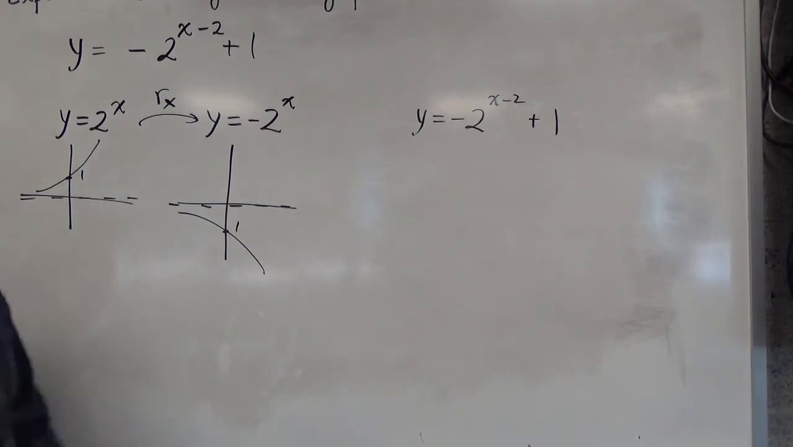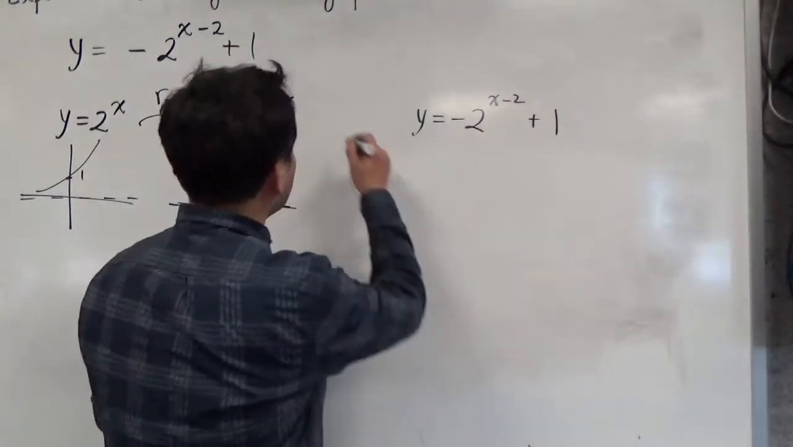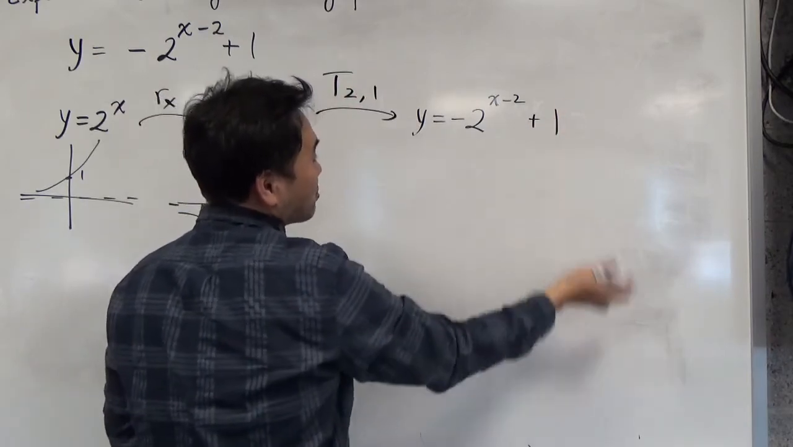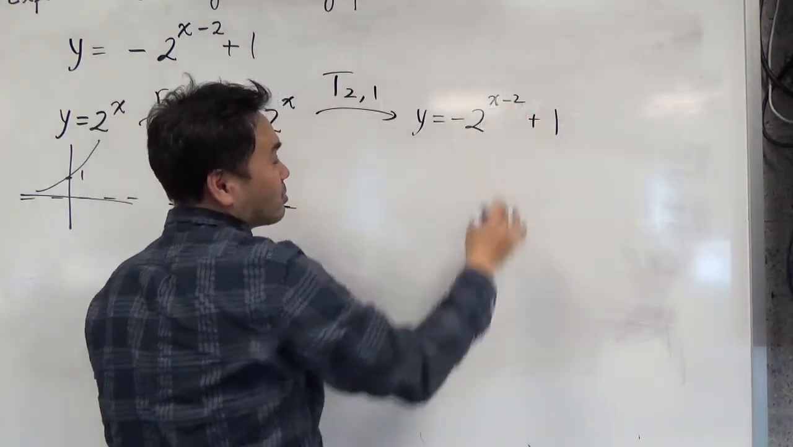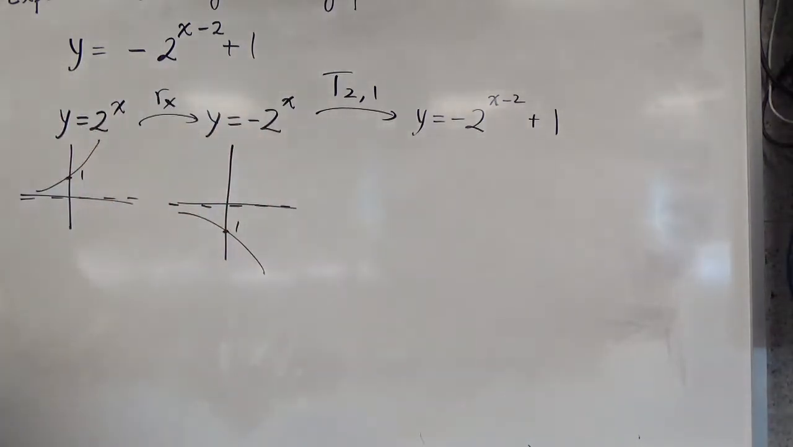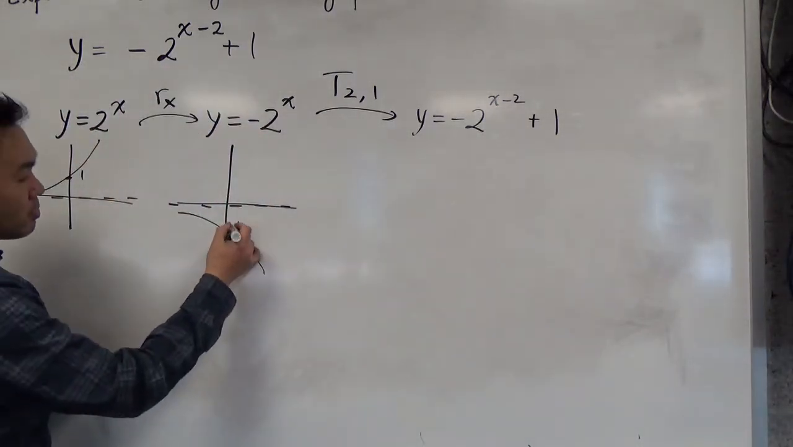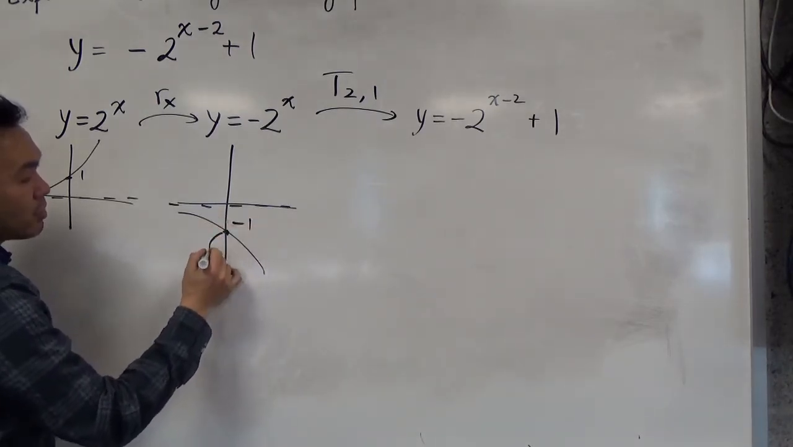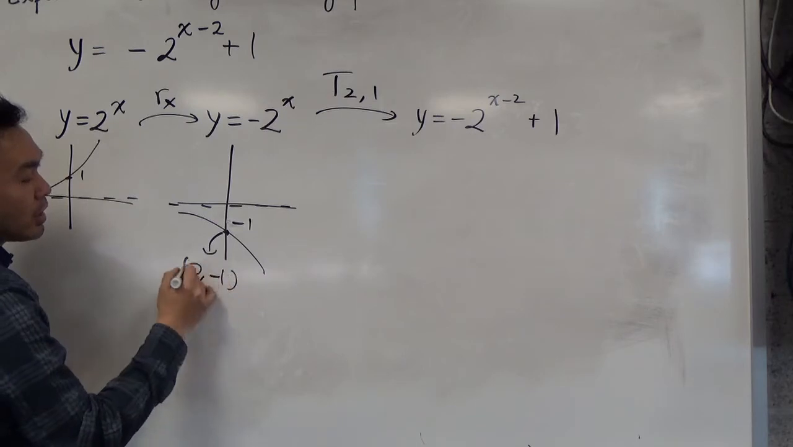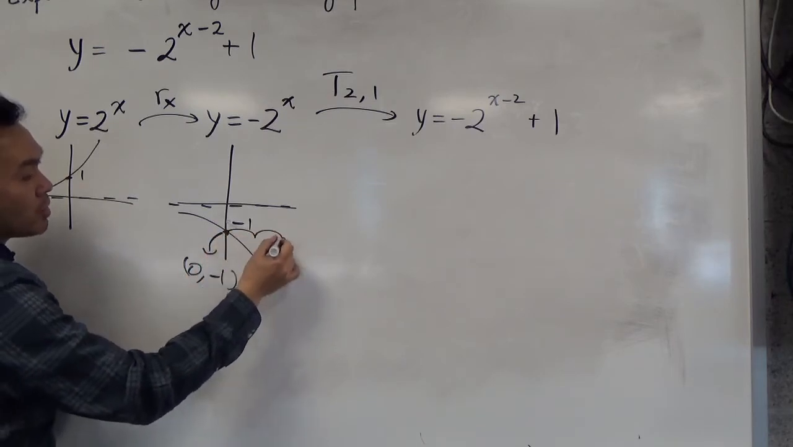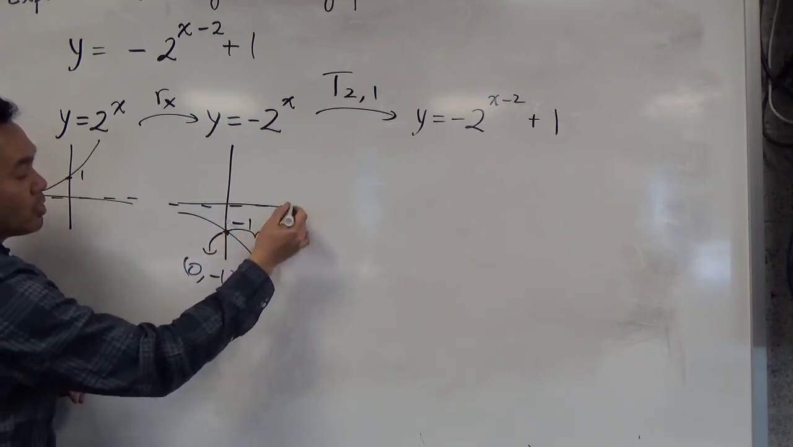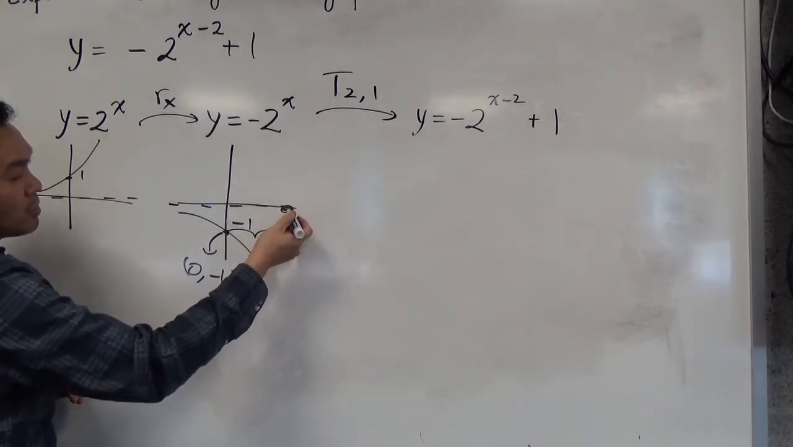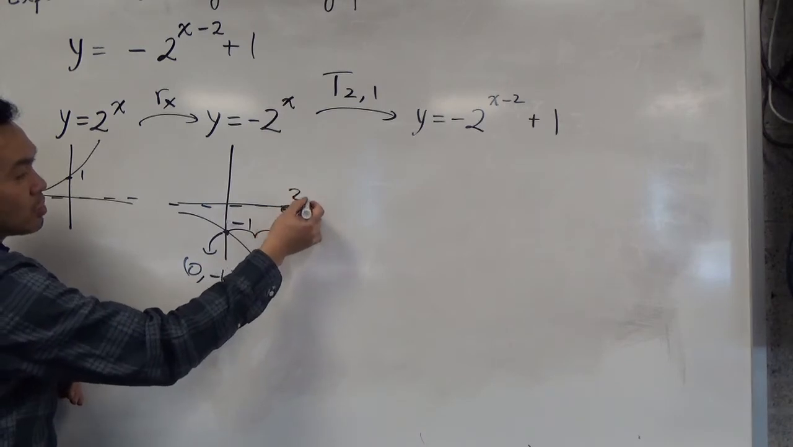And then, what does this do? This moves 2 steps right and 1 step up. This plus 1 makes it go up by 1. This minus 2 makes it move 2 to the right. So this point here should be negative 1 because it became negative. This point here, which was 0, negative 1, now moves 2 steps right and 1 step up. So that's actually going to be an x-intercept. This is 2, 0. Right?